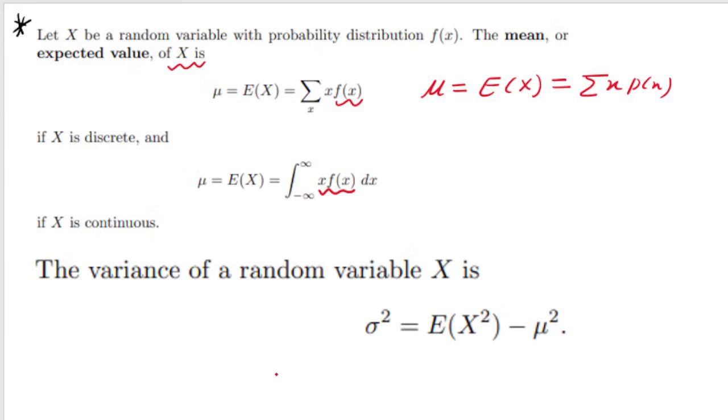Then we define something called variance, and variance is defined as expectation of x minus mu whole square. On this definition, lot of questions are asked in multiple choice, so keep this in mind.